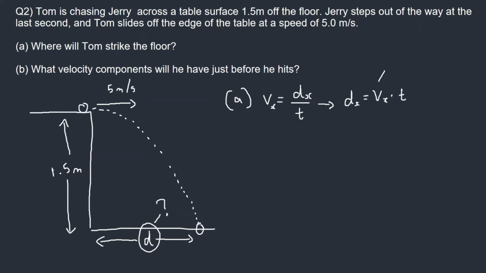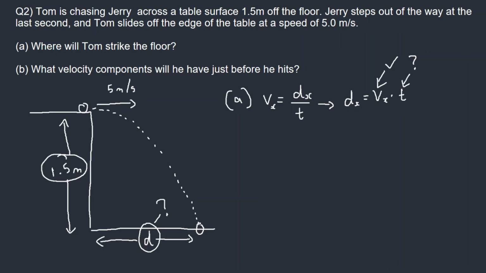From the question, we already know what vx is, which was 5. So that's great. However, we do not know what the time is. So we have another variable that we do not know, that we need to know to solve the equation. Fortunately though, because this is projectile motion, we know that there is some information in the y direction that we can leverage. We know that the height, so to speak, of the table is 1.5 meters.